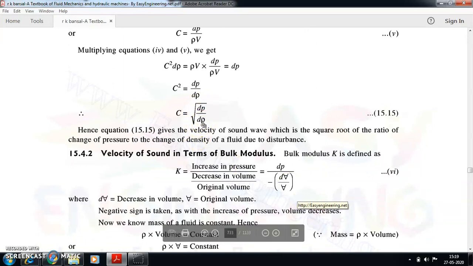This is the final equation which tells about the velocity of sound wave, which is the square root of the ratio of the change in pressure to the change in density of the fluid due to the disturbance. So this is an important derivation from the examination point of view. Kindly go through the literature, go through the textbook, and prepare well for this particular derivation.